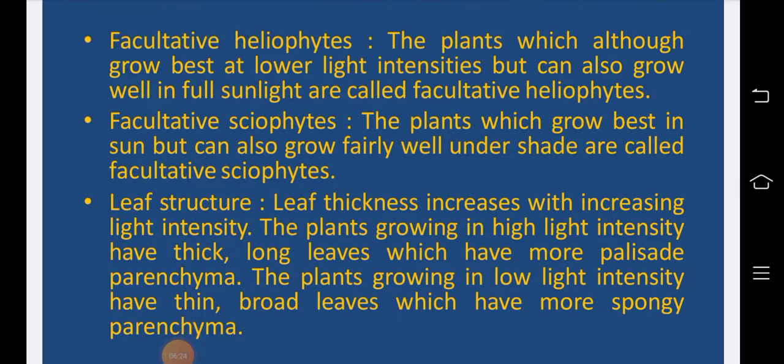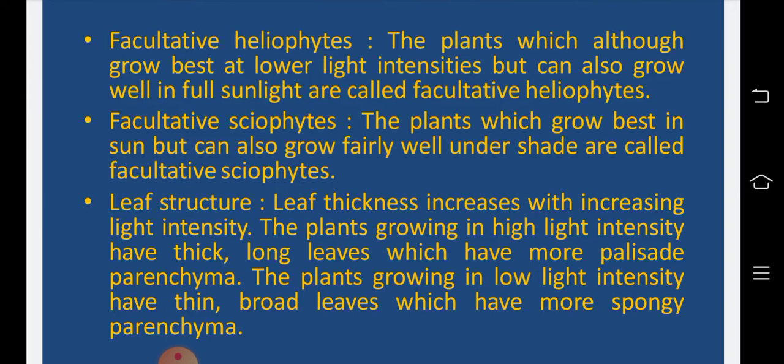Facultative heliophytes. The plants which grow best at lower light intensities but can also grow well in full sunlight are called facultative heliophytes. Facultative sciophytes. The plants which grow best in sun but can also grow fairly well under shade are called facultative sciophytes.